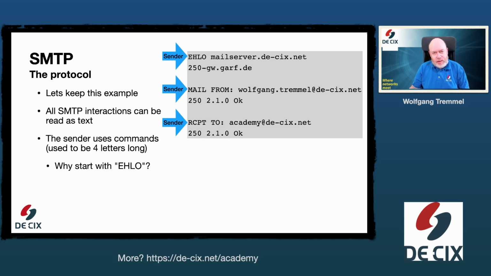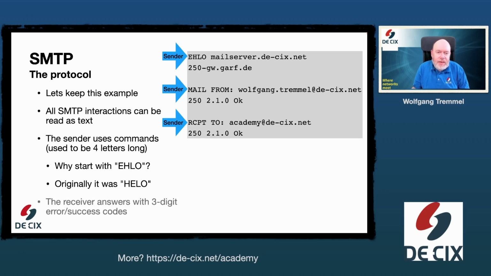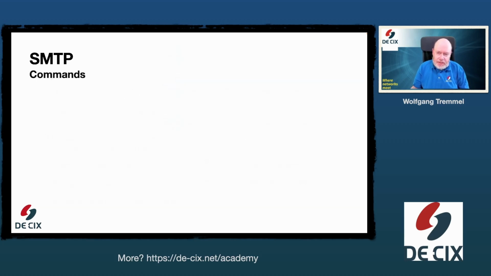Well, that sounds strange. The original command was HELO, hello. Well, 4 letters long, so it couldn't be hello. And for the extension of SMTP, they just swapped the letters around a little bit. And here we see the error codes or the success codes, and you can already guess that 250 means, okay, there is no error. So what commands does SMTP have?